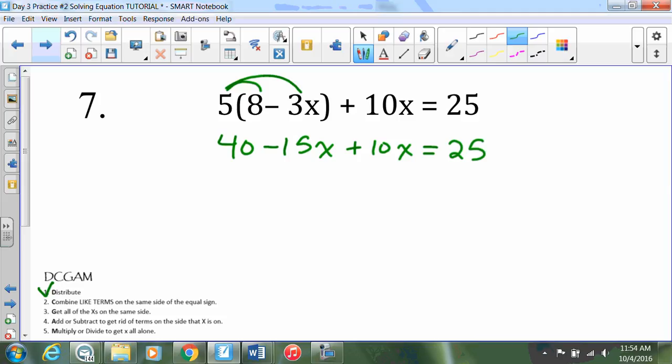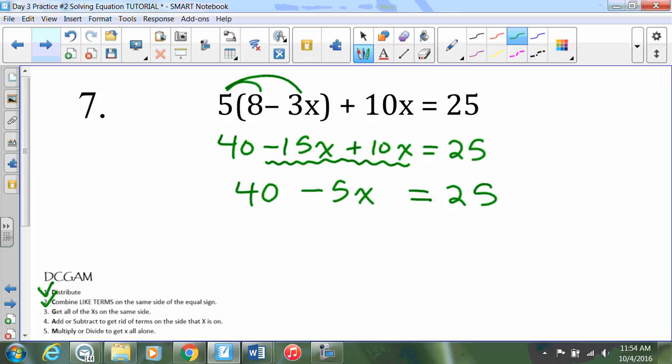Combine like terms on the same side of the equal sign. I see like terms. I see a negative 15x plus 10x. So in my calculator, I'm going to put negative 15 plus 10. So let's bring down the 40. Negative 15 plus 10 is negative 5. Don't forget the x. Then I'm going to bring down my equal and bring down my 25. So I went ahead and I combined like terms.